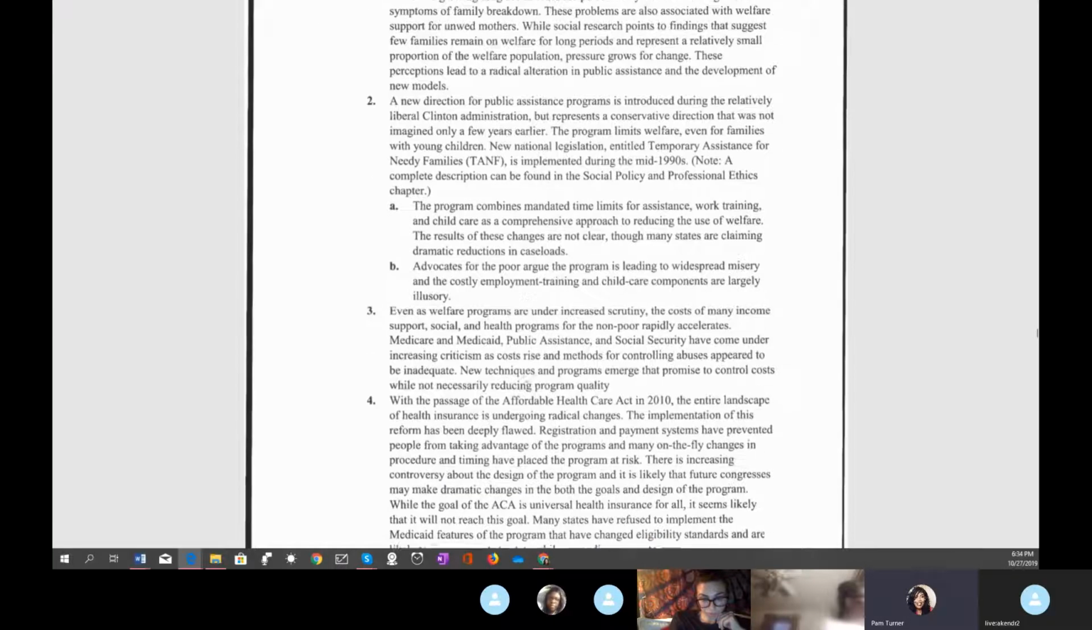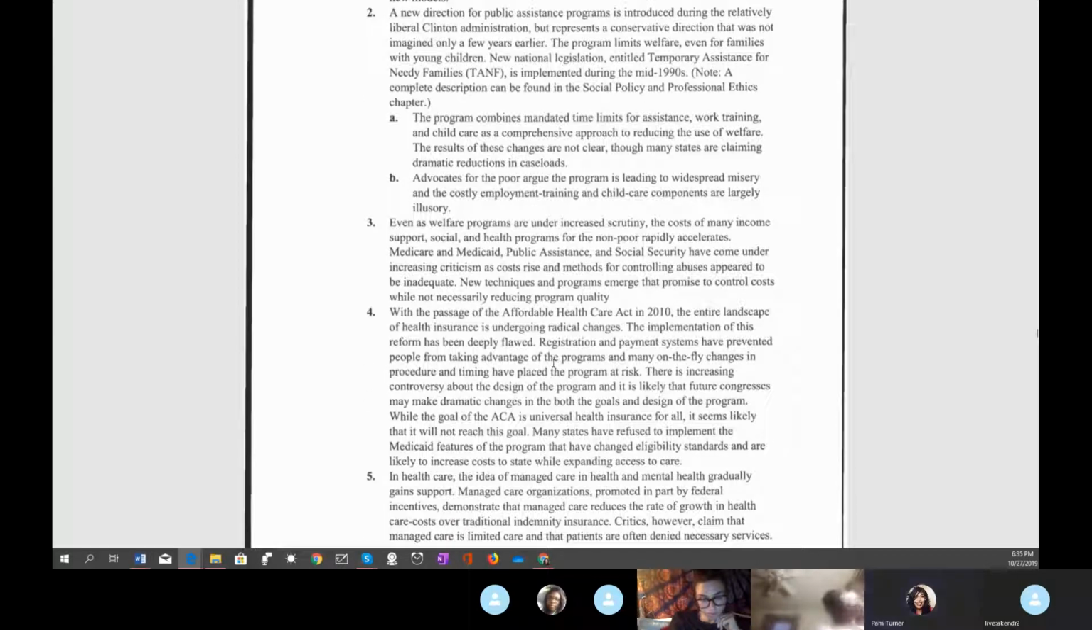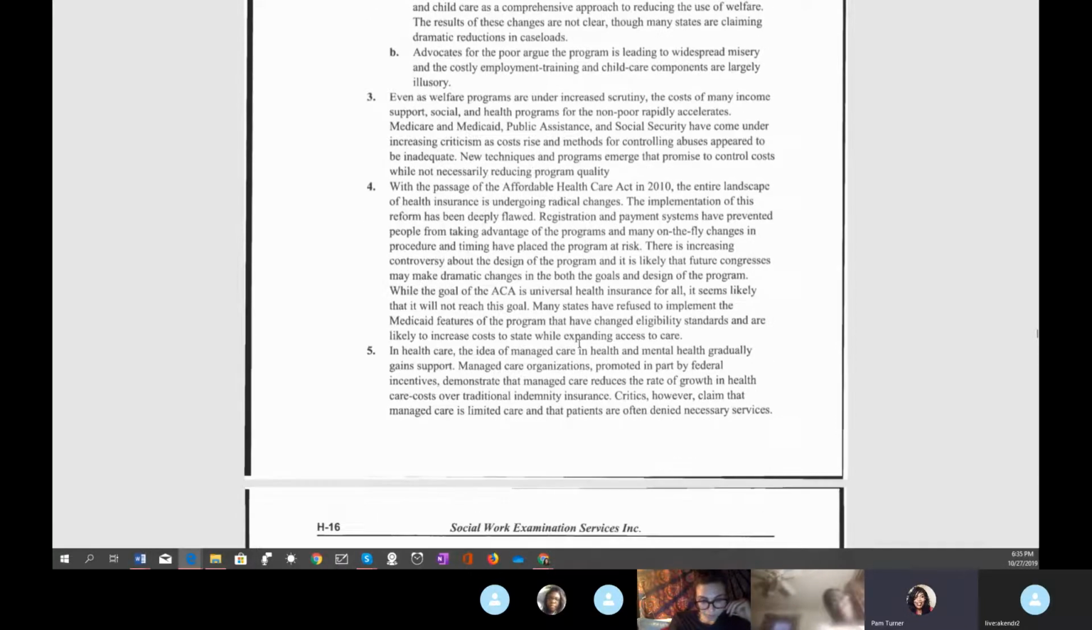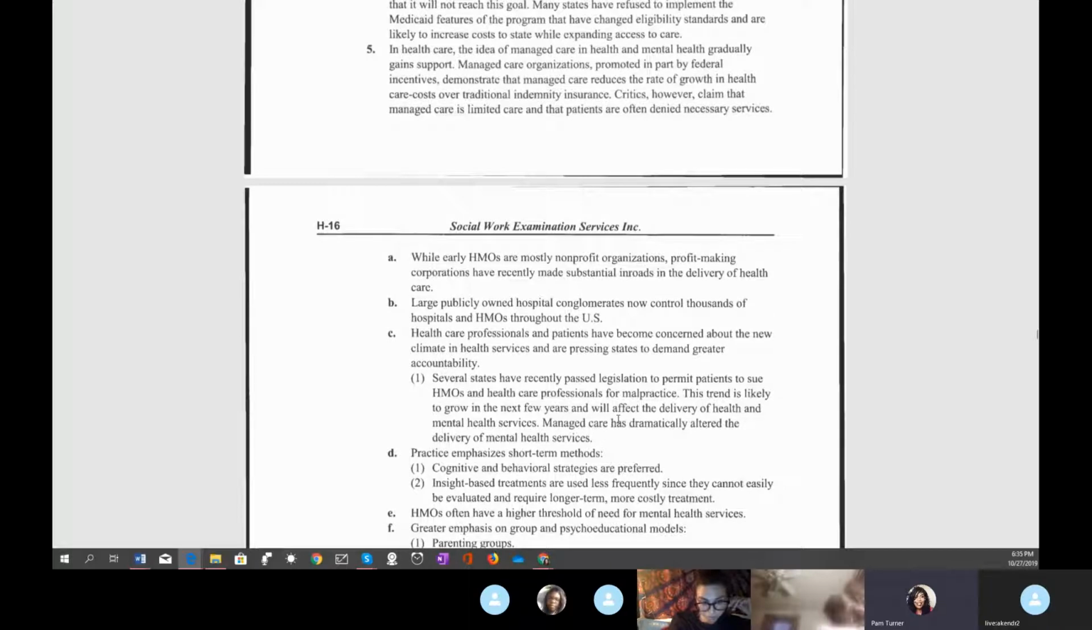Okay. So some bigger programs, of course, Medicare, Medicaid, public assistance, Social Security, all of those things. Okay. The Affordable Health Care Act, that's 2010. HIPAA is part of the Affordable Health Care Act under Obama. Okay. HMOs came in. HMOs came to regulate.